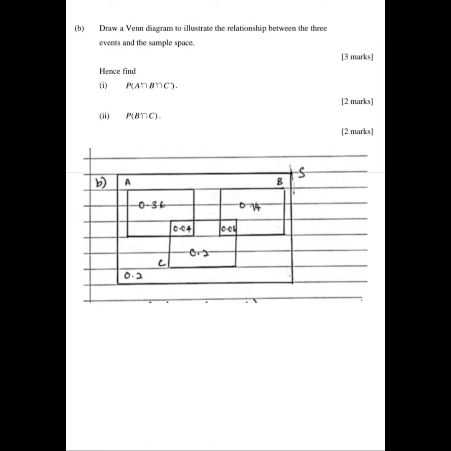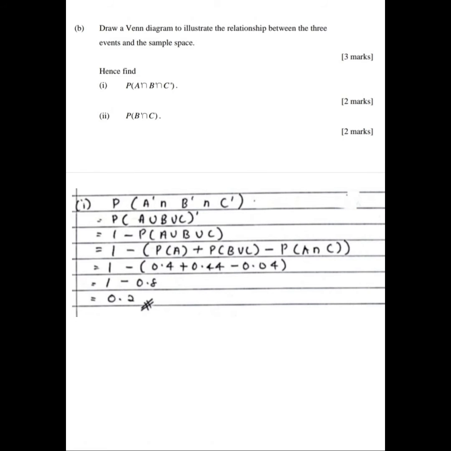The question stated that A and B are mutually exclusive, so we must draw two shapes which do not intersect with each other because A intersect B equals 0. Then draw a shape between A and B which is event C to represent that it intersects with A and B, but it is independent of event B, which means the probability of C happening does not depend on whether B happens or not.